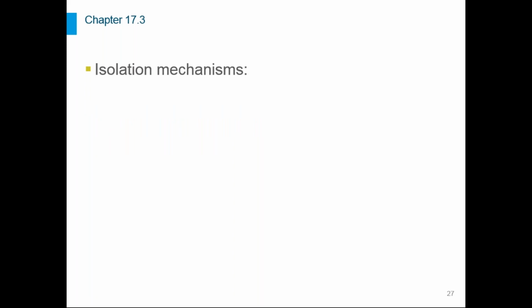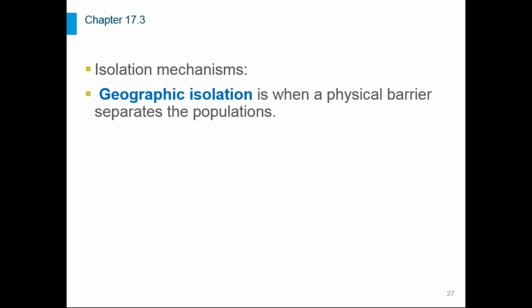So for reproductive isolation to happen, the populations need to be isolated long enough to evolve significantly. There are a few different ways this can happen. Geographic isolation is when a physical barrier separates the populations. It could be a river or a mountain range or a glacier, anything that they can't cross to find mates.